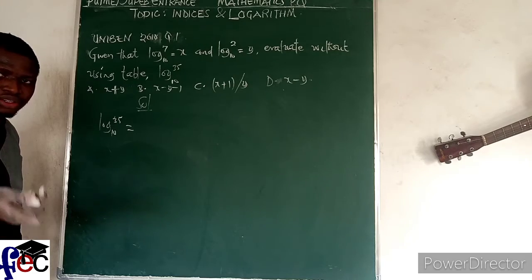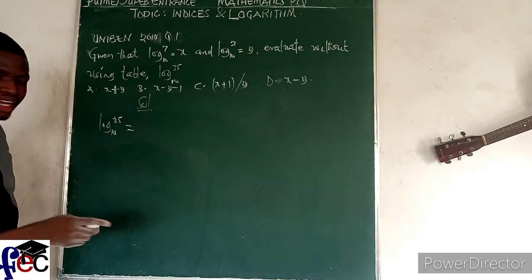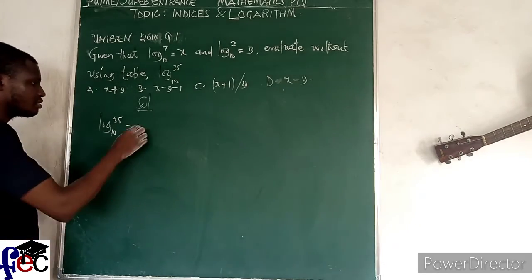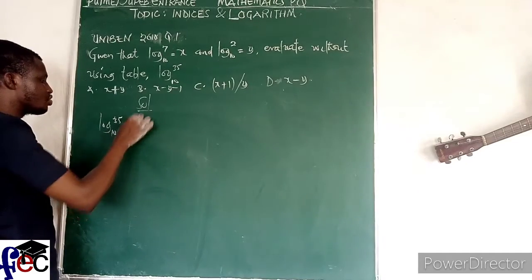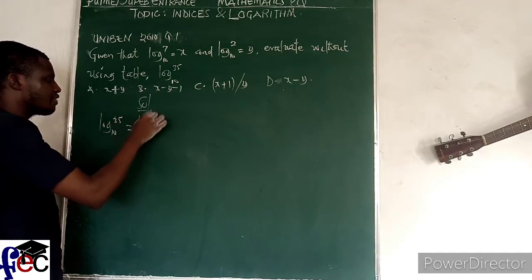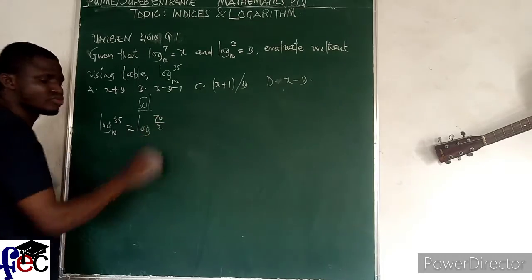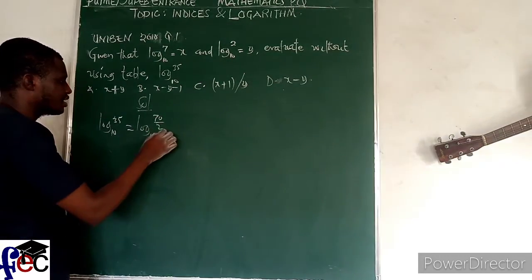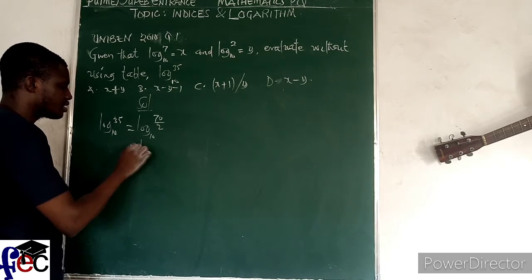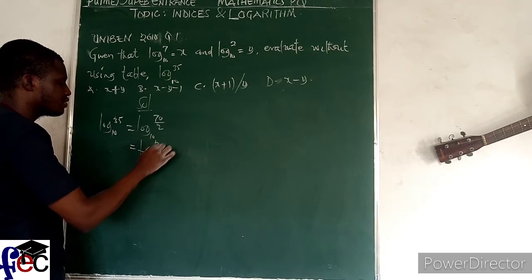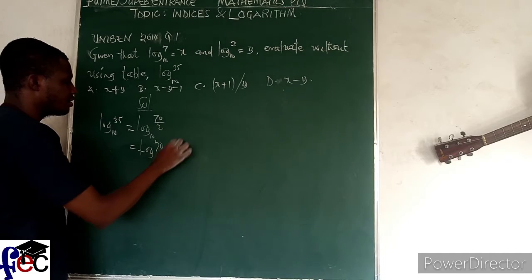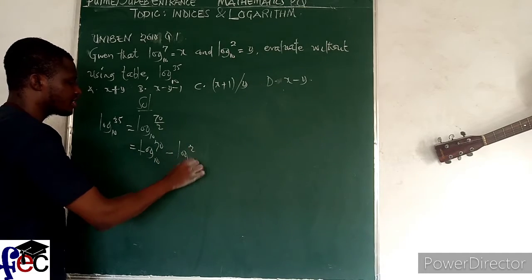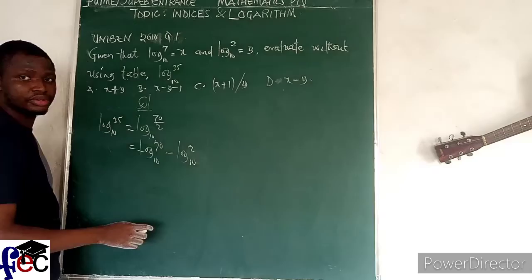At the same time, if I don't want to use that approach, I can write 35 in this way. Log 35 is the same thing as 70 divided by 2. You see it? Base 10. So I can rewrite this as log 70 base 10 minus log 2 base 10. See, log 2 base 10 has come out.